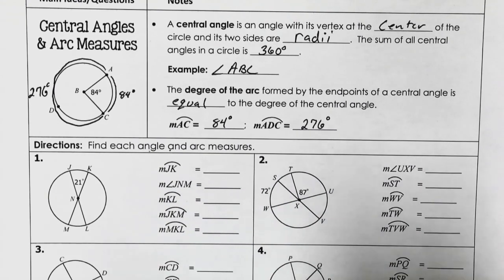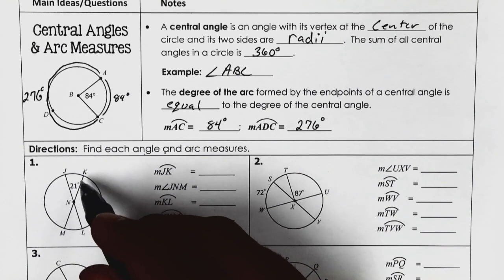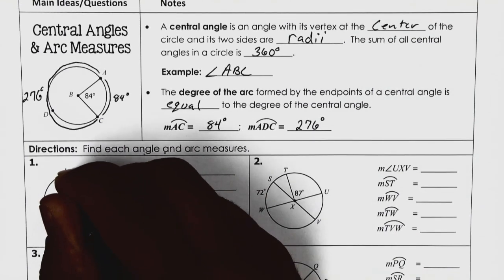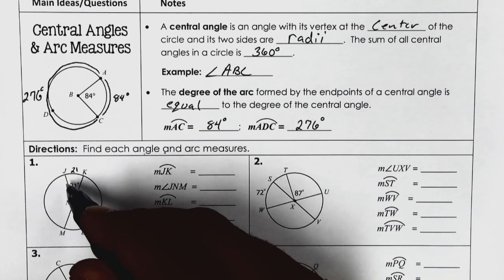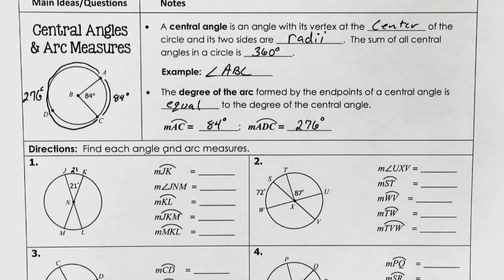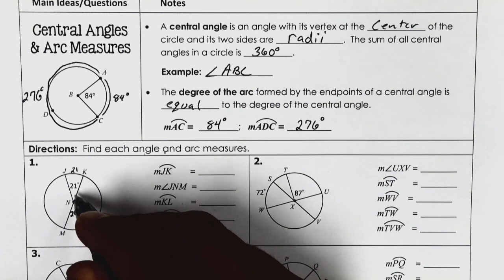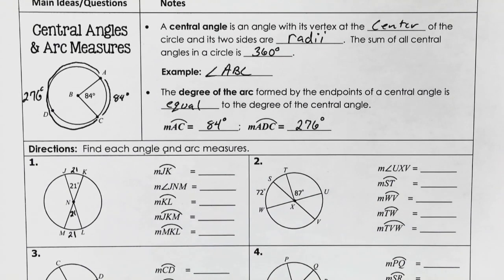All right, so if this angle right here, J and K, is 21, then this arc right here between J and K has to also be 21. Now also right here on the opposite side, these are vertical angles. So we have to remember our rules with vertical angles, with supplementary angles and complementary angles. So if this angle right here is 21, then this angle right here is also 21, which means this arc right here is also 21.